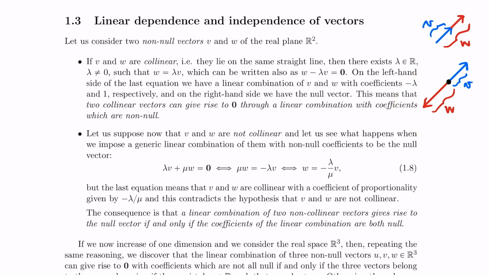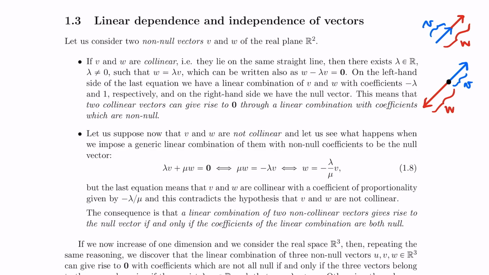What's important about collinearity is that when two vectors have the same direction, then we can write each of them as the other times a non-null scaling factor given by a scalar, which is positive when the vectors have the same orientation, as in this case, and negative in the other case. To fix the ideas, let's consider w as lambda times v, where lambda is a non-null scalar. Then we can rewrite this equation as w minus lambda v equals the null vector.